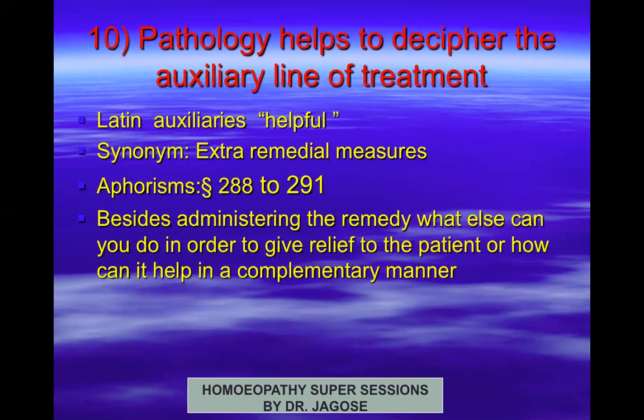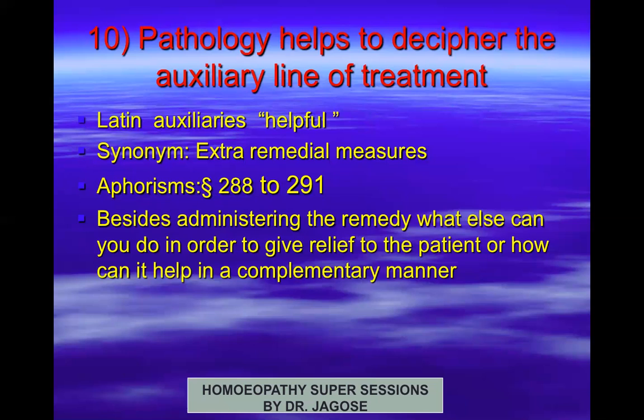Next point, pathology helps decipher the auxiliary line of treatment. The word auxiliary comes from the Latin word auxiliaris, meaning helpful. A synonym is extra; it is also known as extra remedial measures. It is given in the last part of the Organon, aphorism 288 to 291. It means that besides administering the remedy, what else will you do in order to give relief to the patient, or how can it help in a complementary manner?